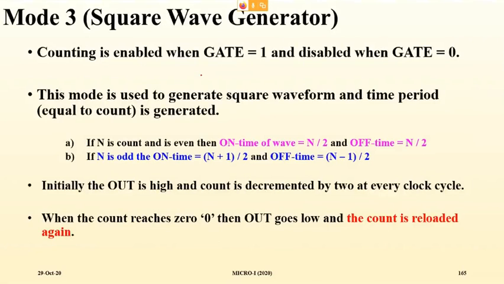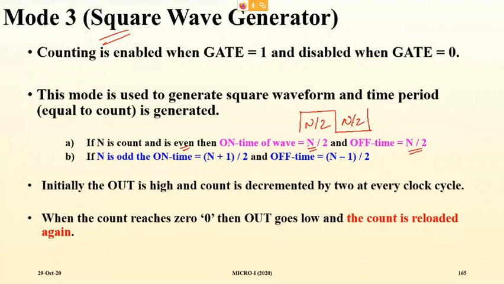First thing that we must know is it is not possible to generate a square wave when we have an odd count. For an even count we can definitely generate a square wave because you can keep it high for half of the count and low for half of the count. So 50-50%, perfectly n by 2 and n by 2.